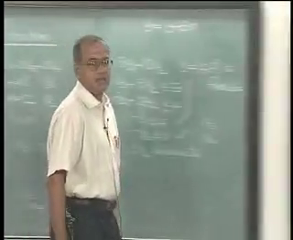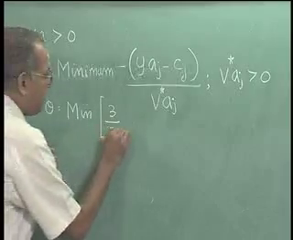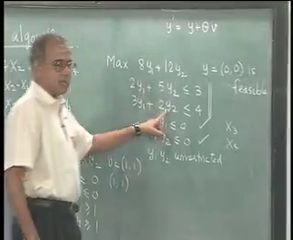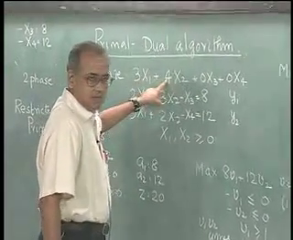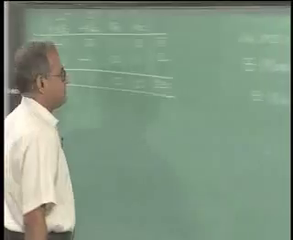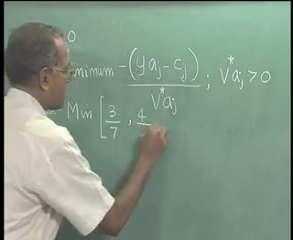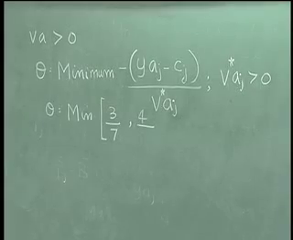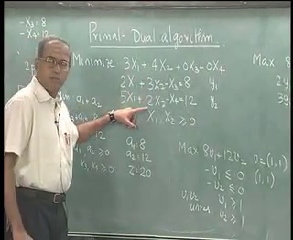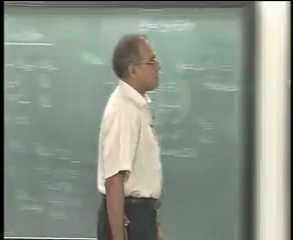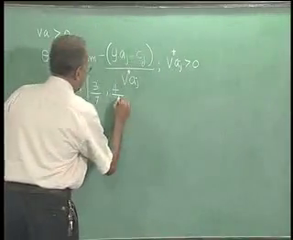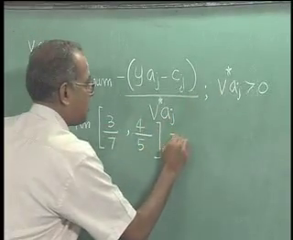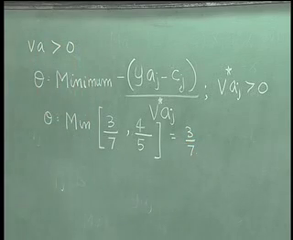So, v star aj is 7. So, minimum over 3 by 7 comma. For the second one here, this corresponds to the second coefficient. So, Cj is 4 by v star aj corresponding to this; v star is 1 comma 1, aj is 3 comma 2. So, v star aj is 5. So, theta will be minimum over 3 by 7, 4 by 5, v star aj greater than 0. So, theta is equal to 3 by 7.